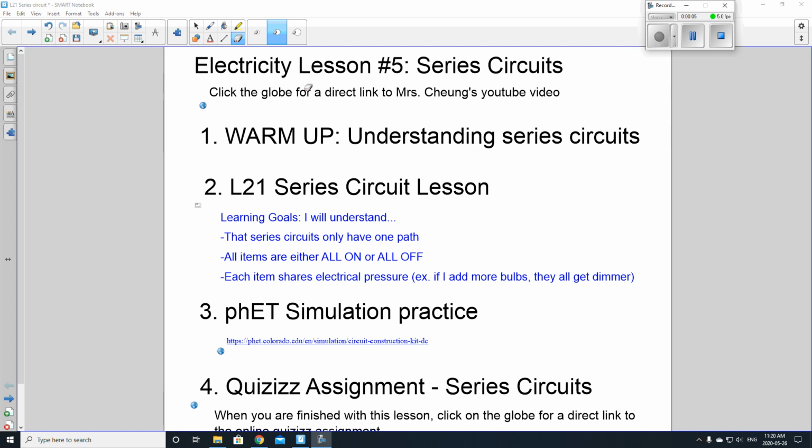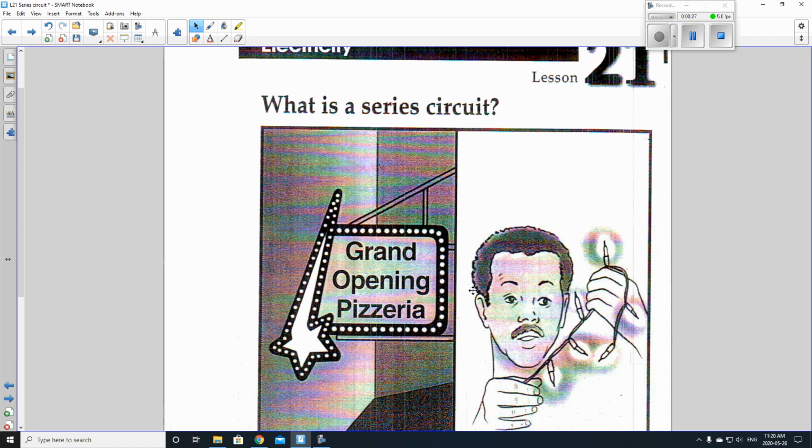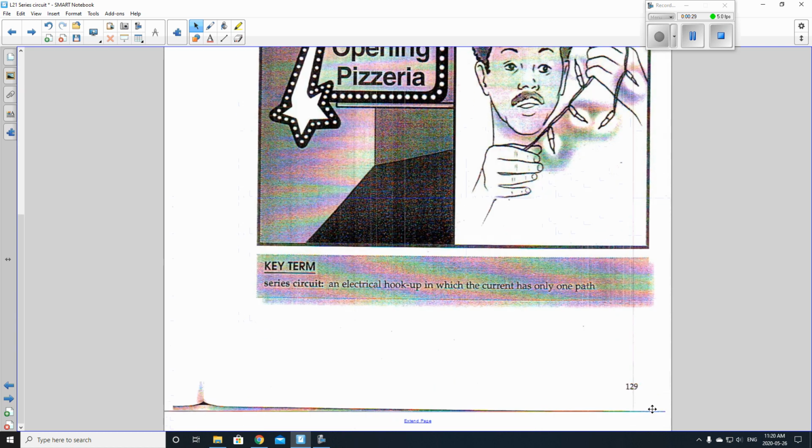Hi everyone, and welcome to electricity lesson number 5 on series circuits. Today we're going to do a warm-up just to understand the key concepts of electrical circuits, and then we're going to go through our lesson 21 on series circuits. Let me show you which handouts we're using. Lesson 21, the one with the pizzeria picture, starting on page 129.